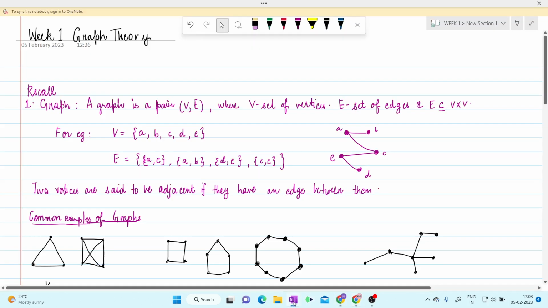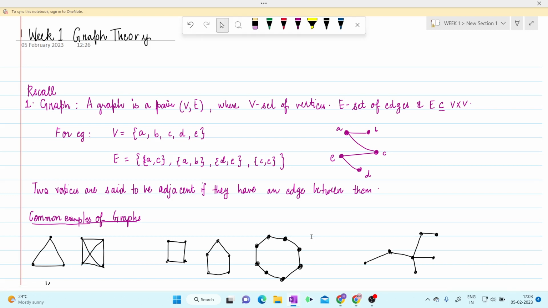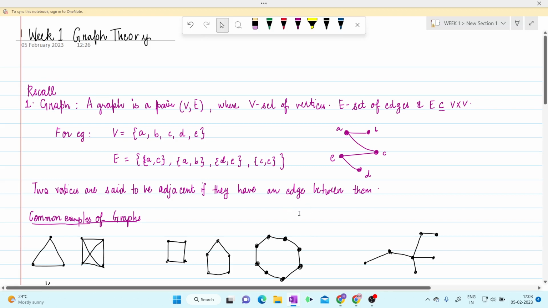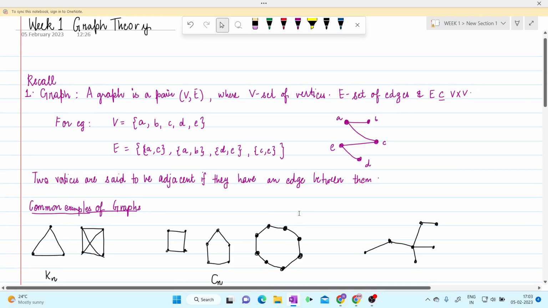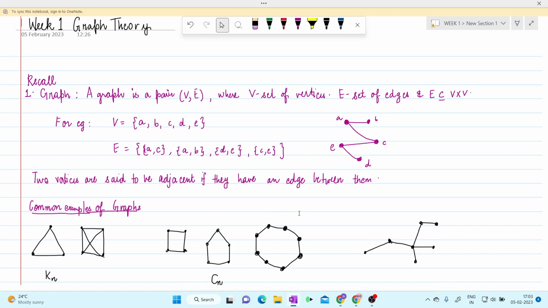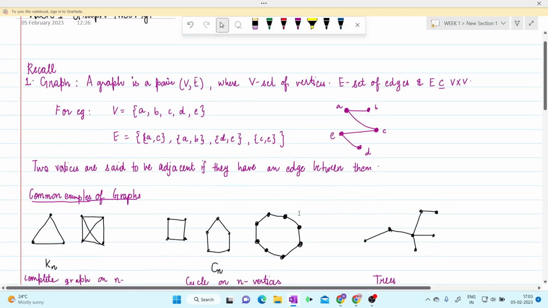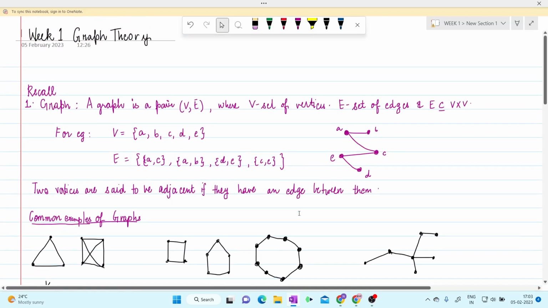So the format of the session is that first we'll recall the concepts that have been covered in the first week. Then we'll be solving some problems related to the same topics, and you're free to ask in between whatever doubts you have. So feel free to unmute yourself and ask questions if you are not following something. So first of all, let's recall the topics that have been covered this week.